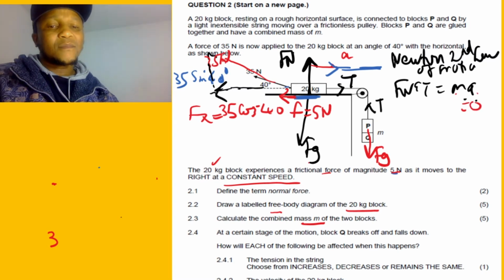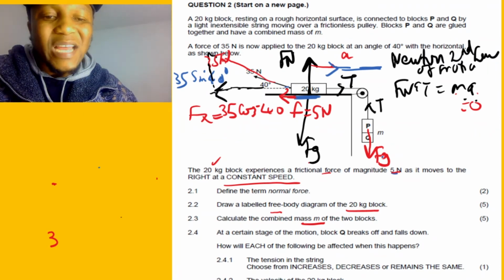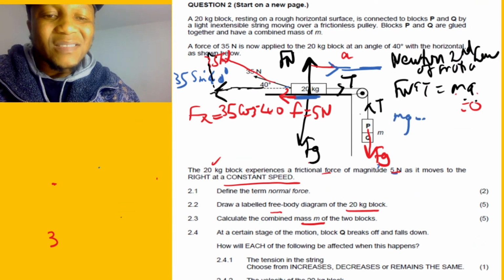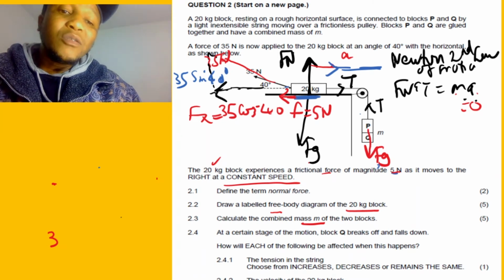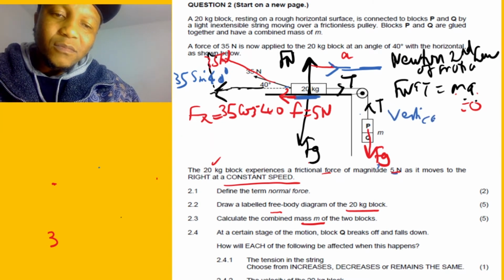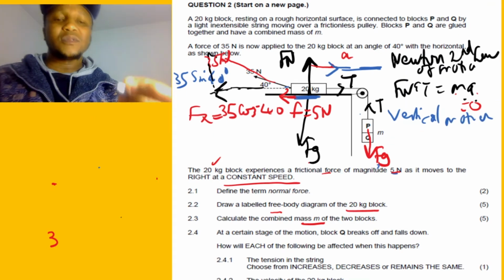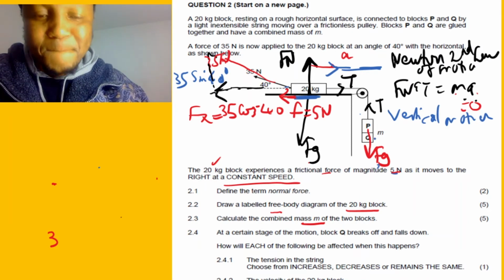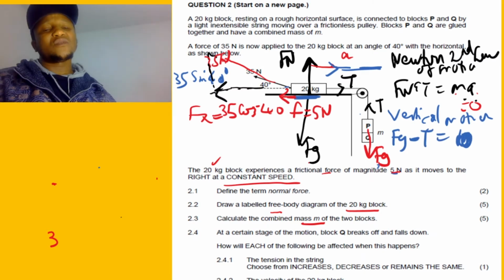What is F net? F net means take the bigger force minus the smaller force. So this object was moving down, meaning Fg was bigger. Fg is represented by mg, mass times gravity, minus tension, for vertical motion. So I will say Fg minus T equals 0, because acceleration equals 0.